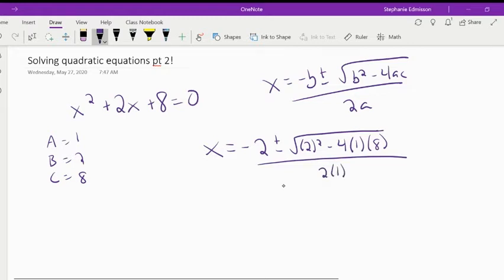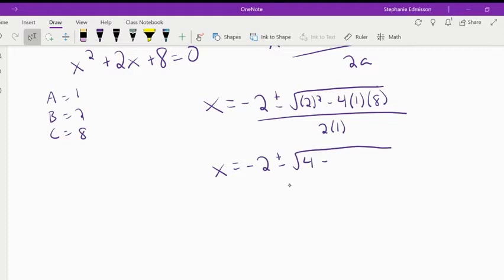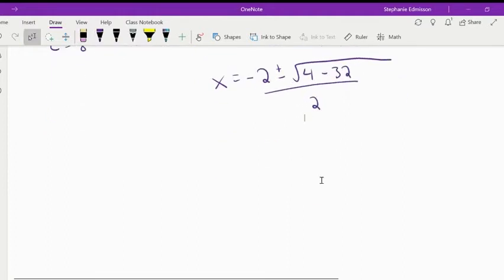Okay, now we're going to simplify the thing inside of the root. And if you watched the last video, you know that that is called the discriminant. So we're going to simplify the discriminant. x equals negative 2 plus or minus square root. 2 squared is 4, minus 4 times 1 times 8 is 32. So we have 4 minus 32 all over 2. x equals negative 2 plus or minus the square root of negative 28 all over 2.